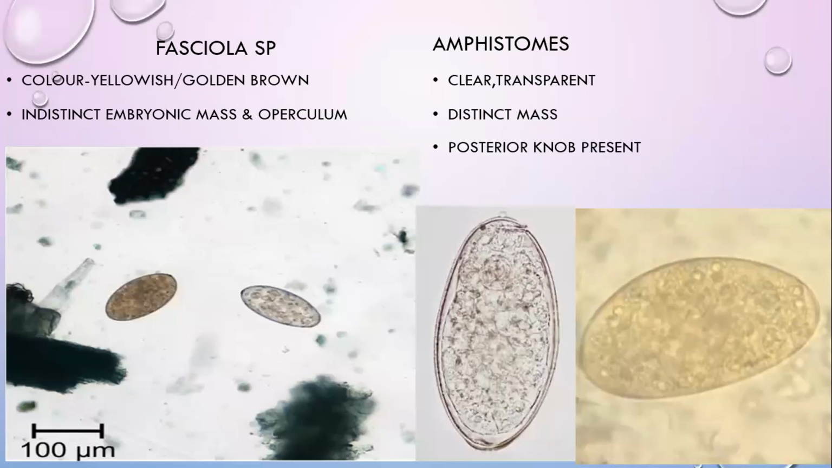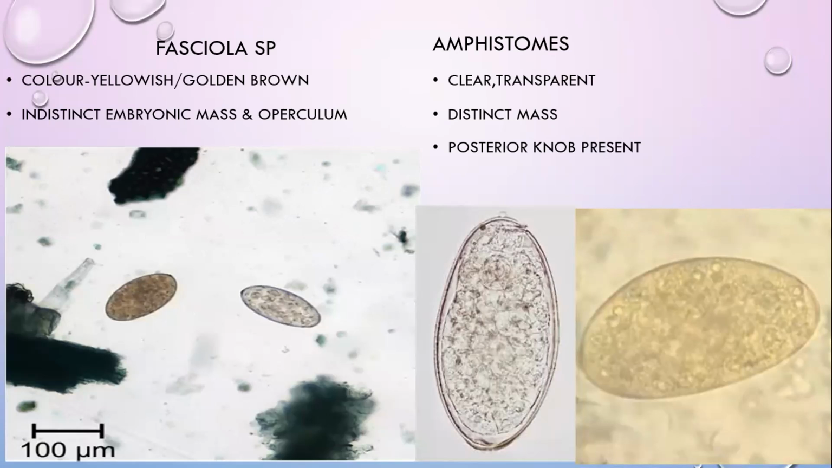So to differentiate the eggs of fasciola, for the diagnosis of these helminths, fecal sample examination is the gold standard, and most field veterinarians should go for fecal sample examination before treating the animal. And there is always confusion between fasciola and amphistome eggs.